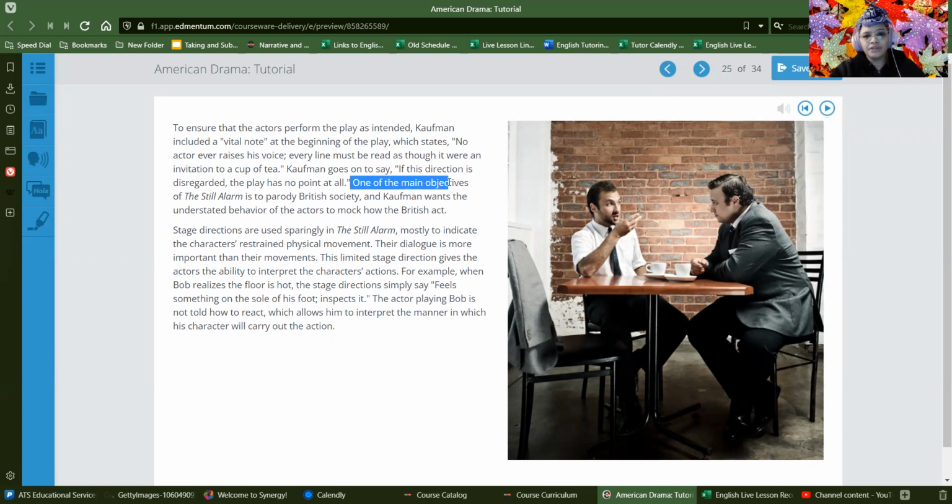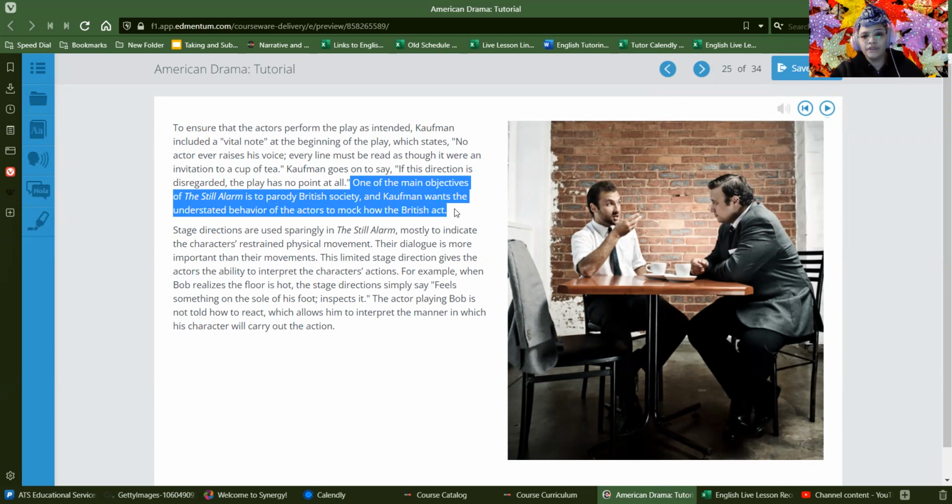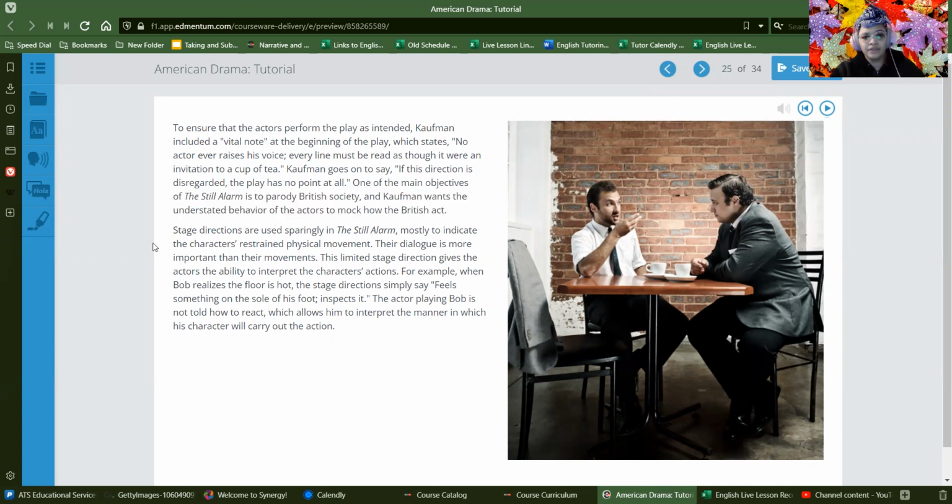One of the objectives of The Still Alarm was to parody British society, and Kaufman wants the understated behavior of the actors to mock or make fun of how the British act, which is really mean, but that was considered humor at the time.